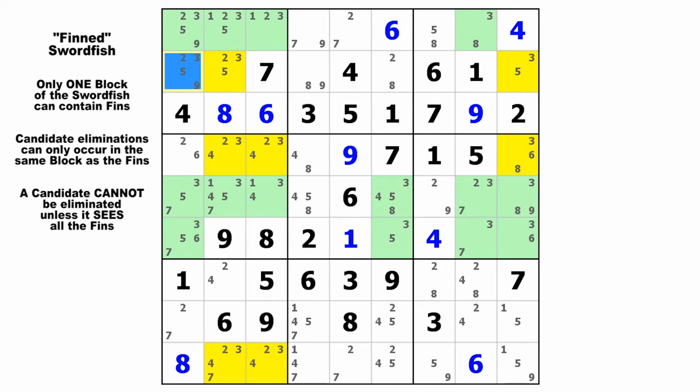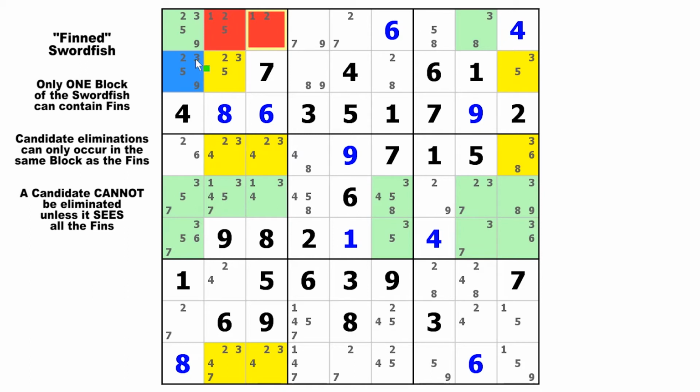So that means you can eliminate both of these candidate 3s in these 2 cells because they are both in the cover sets. So that is false and that is false. If that fin were not there, those 2 candidate 3s in the red cells would be false because of the swordfish.